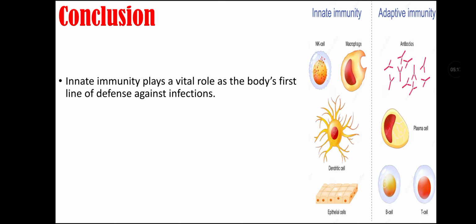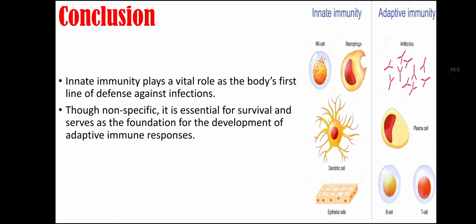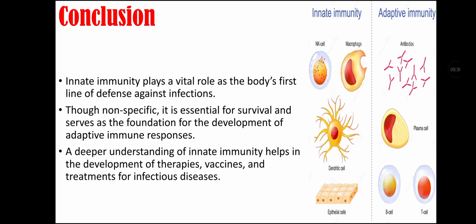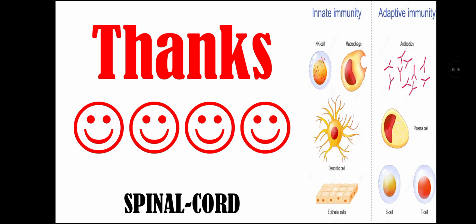Conclusion of this lecture video. Innate immunity plays a vital role as the body's first line of defense against infection. Though non-specific, it is essential for survival and serves as a foundation for development of adaptive immune response. A deeper understanding of innate immunity helps in development of therapies, vaccines, and treatments of infectious diseases. And this is all about innate immunity.